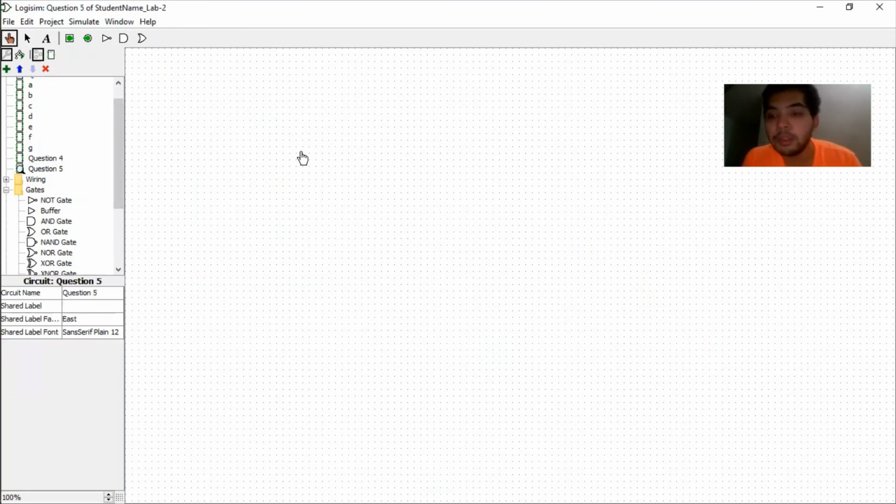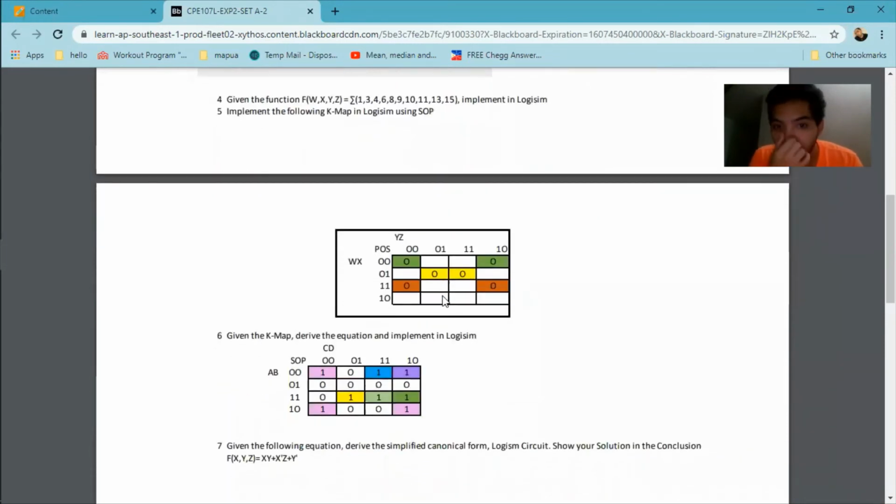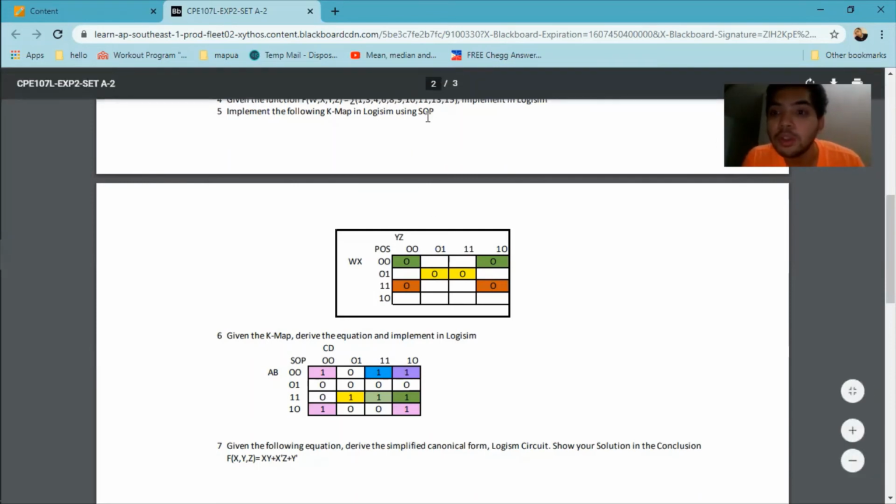In question number 5, implement the following K-map in Logisim using SOP. As we can see here, the highlighted numbers were zeros. But if we're going to use SOP, we can assume that those black spaces were ones. And those ones are what we're going to use.